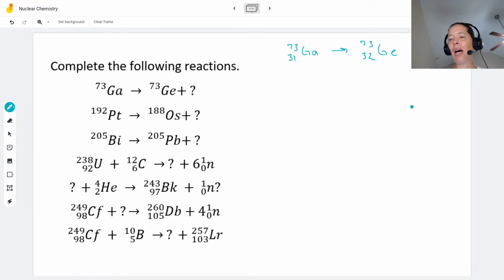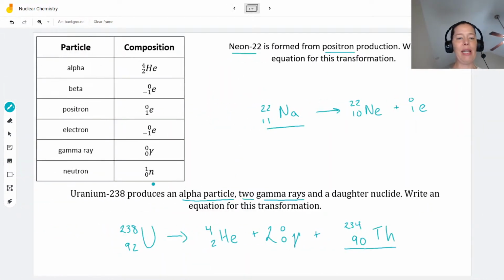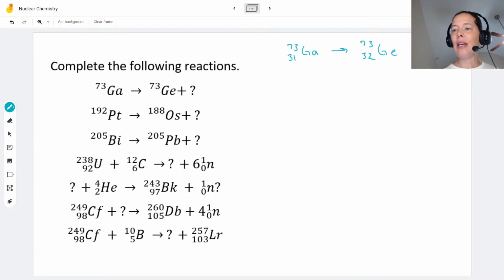Now, I already recognize this as a beta particle, but in case you don't, I'm just going to pop back to my table here. If we have a 0 on top and a -1 on bottom, that's a beta emission. You can see it's right here, and so that is going to give us an e. And of course, we don't actually even have to name it, but you can if you want. All right, so that is our first reaction done.